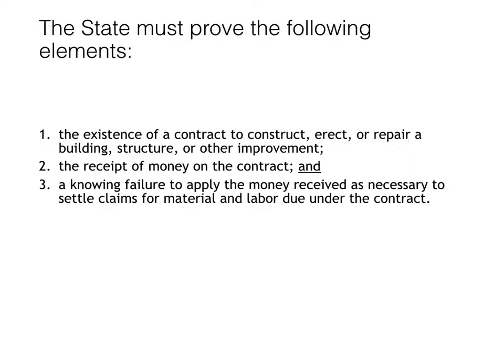Now, the criminal charge of misapplication of payments in Louisiana must be proven by the state prosecutor, and the following elements must be proven: the existence of a contract to build or any other kind of construction, the receipt of money or draws on the contract, and also a knowing failure by the contractor to apply those draws or money received to settle claims for material and labor due under the contract.